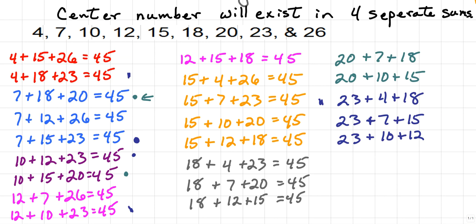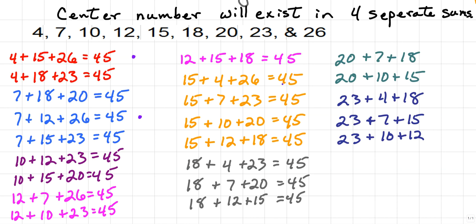So now we move on to the final number, 26. And if we go ahead and look at this, 26 occurs right here. It occurs again right here. It occurs here, but we'll notice 12 plus 7 plus 26 is the same as this one, so I won't need to write that twice.